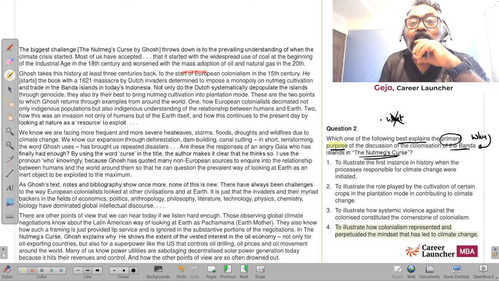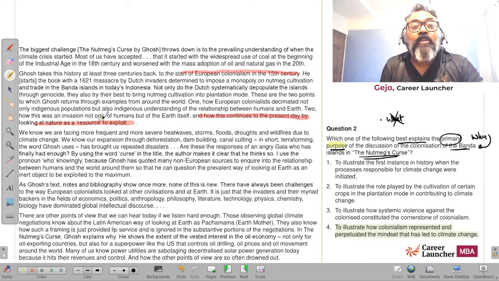The start of colonialism is in the 15th century. You start with these examples. These are the 2 points. It's saying how this continues to the present day, looking at the nature of exploitation. How this invasion, not only of humans but of earth, continues to the present day. All these are the purposes for which it was given.